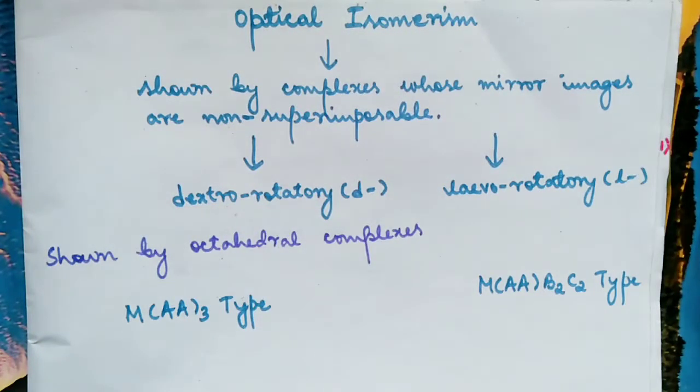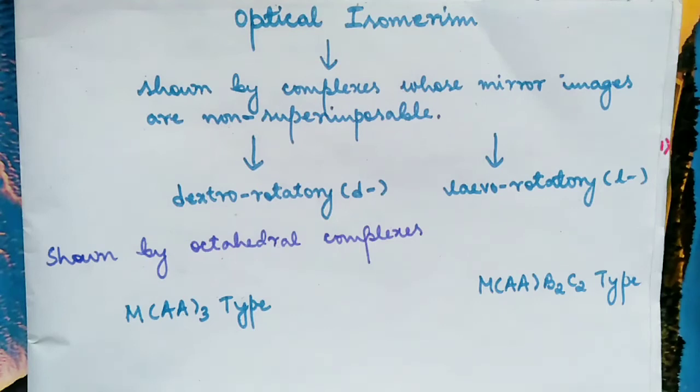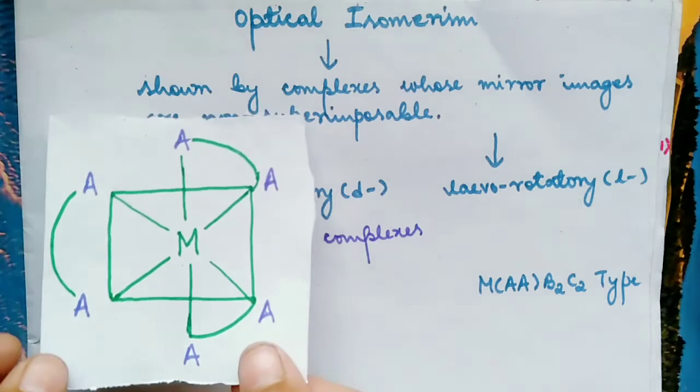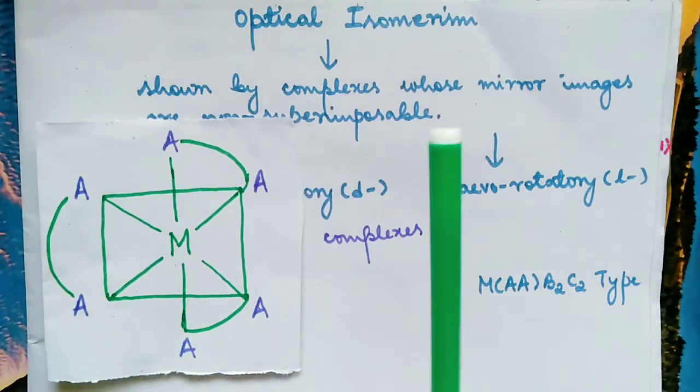In this video, I'm going to explain optical isomerism. Optical isomerism is shown by complexes whose mirror images are non-superimposable, that is, they do not possess the plane of symmetry. Suppose this is our complex. Let's assume that we have a mirror here.